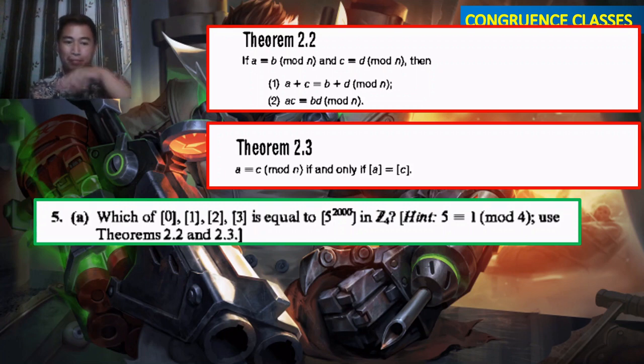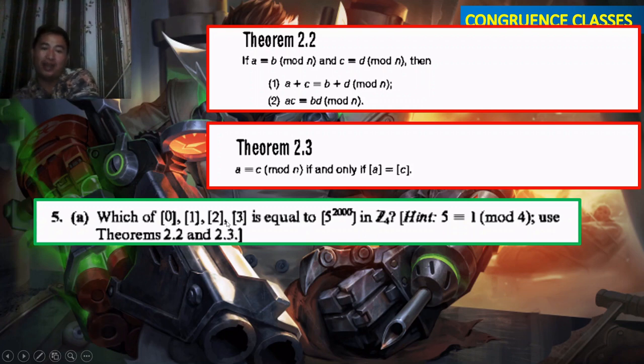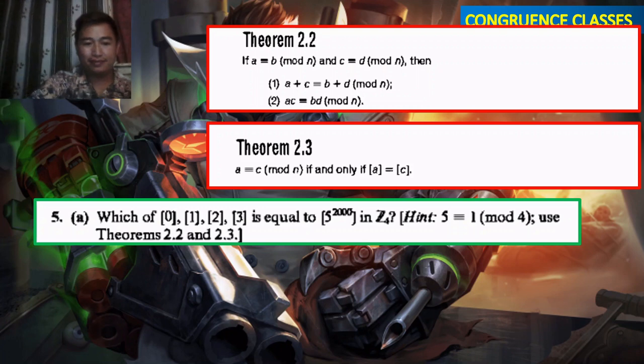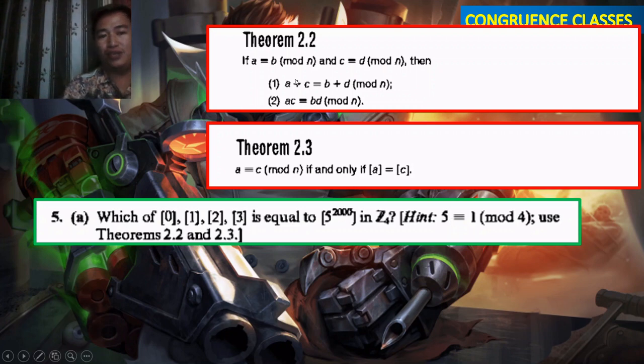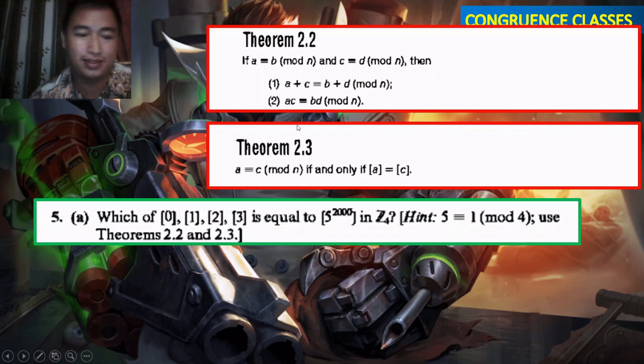Number 5. Which of 0 to 3 is equal to 5 to the power of 2,000 in Z4? In Z4, class, the elements are four, right? 0, 1, 2, 3. That is n minus 1. Okay. So, to which is 5 to the power of 2,000 equivalent? Hint, class, 5 is congruent to 1 mod 4. So, use Theorems 2.2 and 2.3, use both, class.